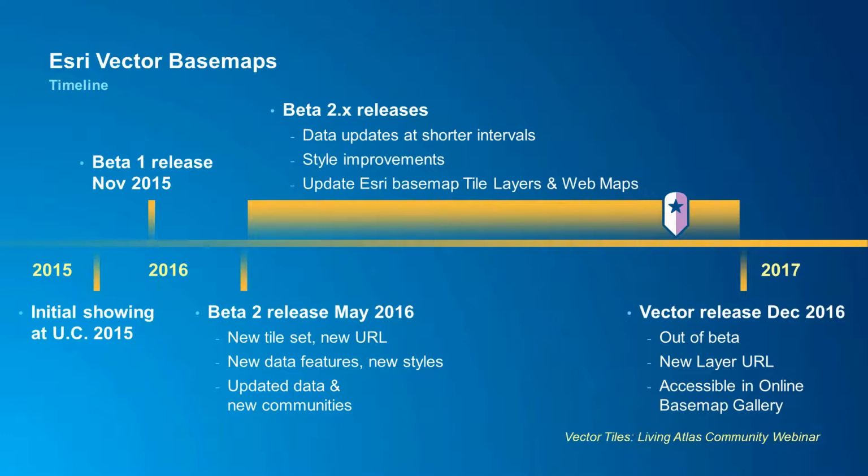We'll come out of beta. It will have a new layer URL. The web maps will automatically update to that new tile layer, so you won't need to change any web maps that you're using. But if you are using tile layers, you will need to update to the new production URL. And the other change with the December online update is that vector basemaps will be available through the online basemap gallery.